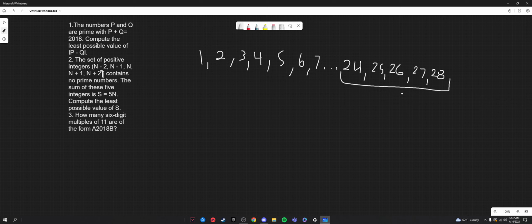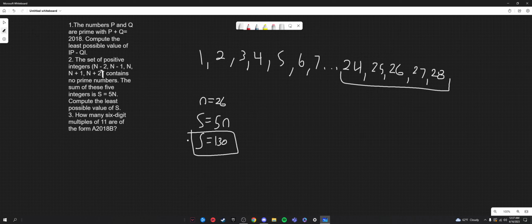And as far as I'm concerned, as long as I know how to count, I think these are the earliest 5 consecutive non-primes, where we choose n to be 26, so n equals 26, thereby making n minus 2 24, n minus 1 25, and then n plus 1 27, and n plus 2 28. But from there, we just have s equals 5n, or in other words, s is equal to 130.